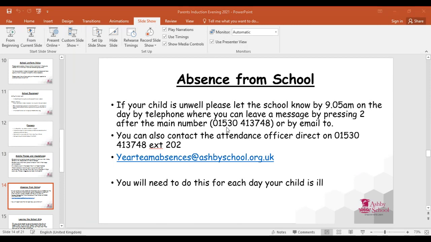With regards to absences, obviously if your child is unwell, please do let the school know. There are different avenues that you can contact the school by: contacting the main school number and pressing 2, or you can contact the attendance officer directly, or you can email us, whichever is best suited for yourself. Each day your child is ill, you will need to contact us again, so we can code accordingly.